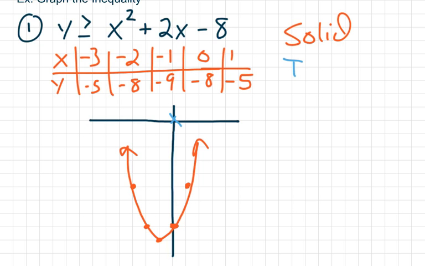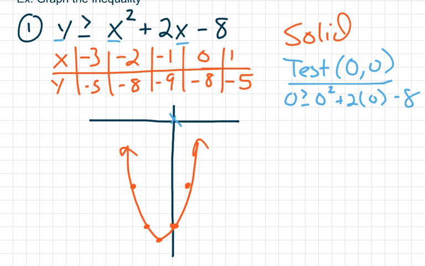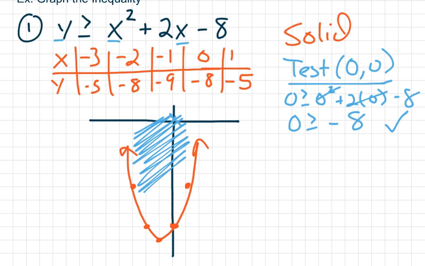We're going to put that into our inequality for x and y. So my y value is 0, greater than or equal to 0 squared plus 2 times 0 minus 8. 0 squared is 0, 2 times 0 is 0, so I'm left with -8. The question is, is 0 greater than or equal to -8? The answer there, obviously, is yes. This is a true statement. We got a true statement, and the point we chose was on the inside of the parabola, so our shaded area is also on the inside of the parabola. That is what your inequality looks like for number one.